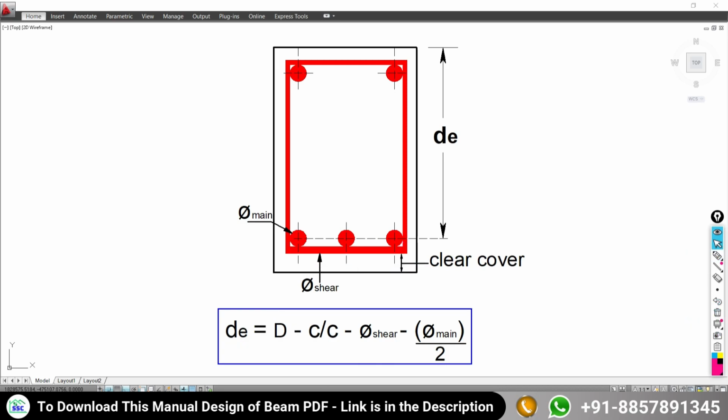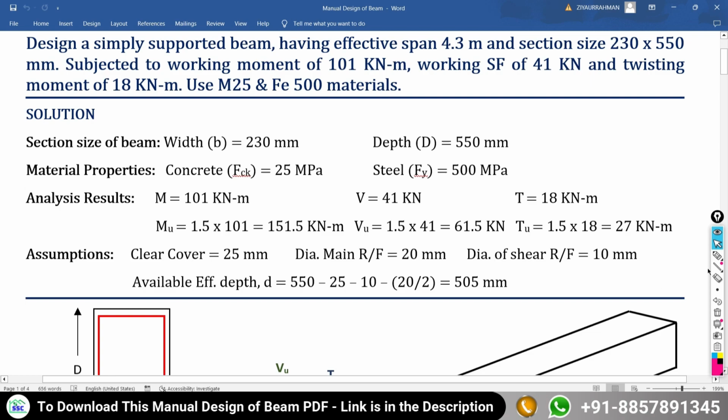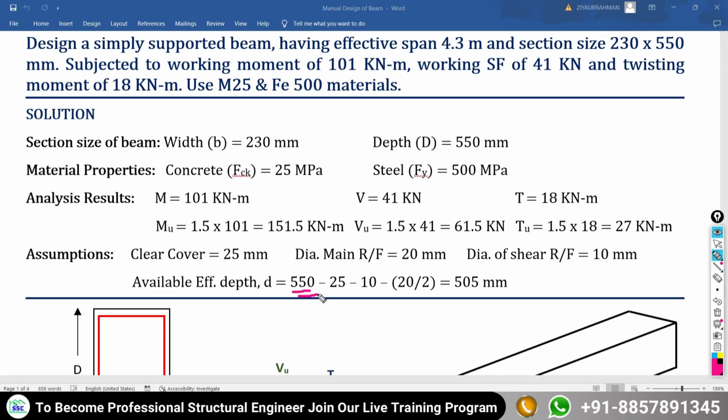So this formula I am going to apply in this problem. So we are getting the effective depth of the beam. Effective depth will equal overall depth minus clear cover minus shear reinforcement minus half of the diameter of main reinforcement. So we are getting the effective depth available of this beam as 505 mm.